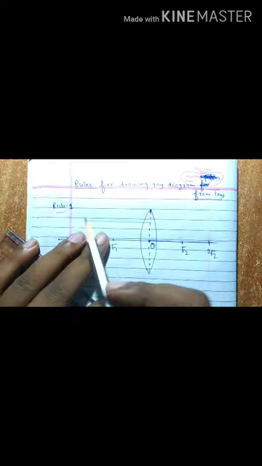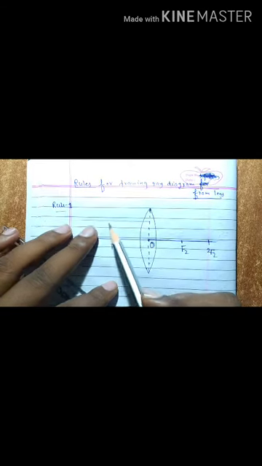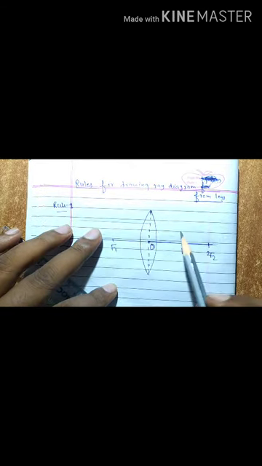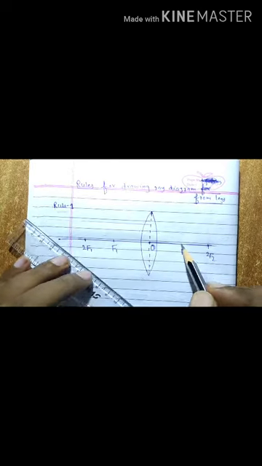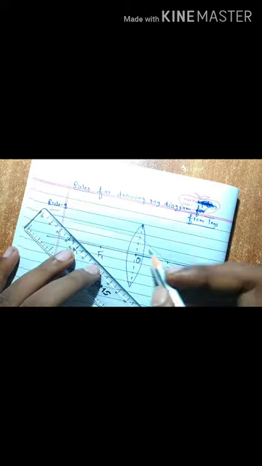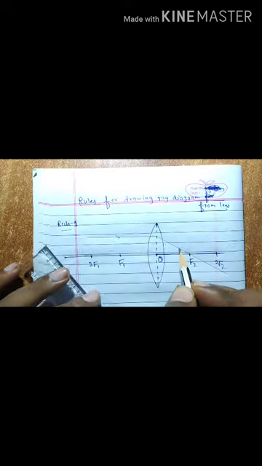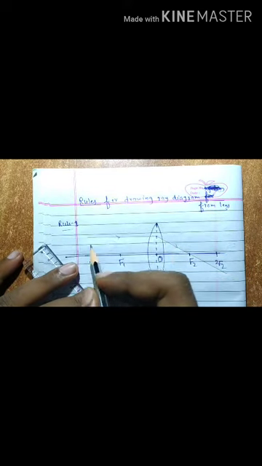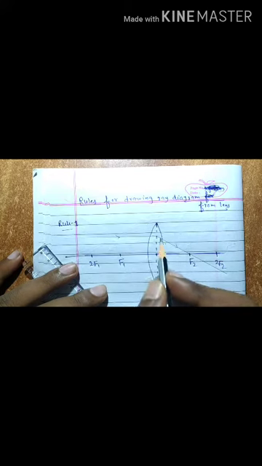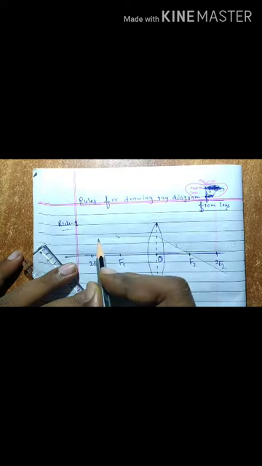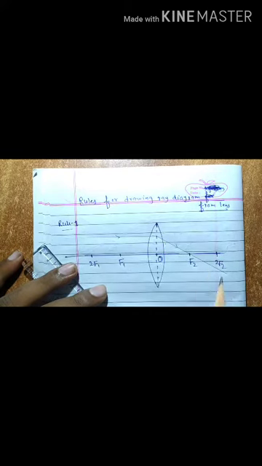Rule number 1 is the rays which are parallel to the principal axis, after refraction they will pass through principal focus f2, or simply you can say they will pass from f2. This is a continuous line, so you must show the direction. Direction shows that light is coming from this side, and after refraction, this is the incident ray, this is the refracted ray, right?